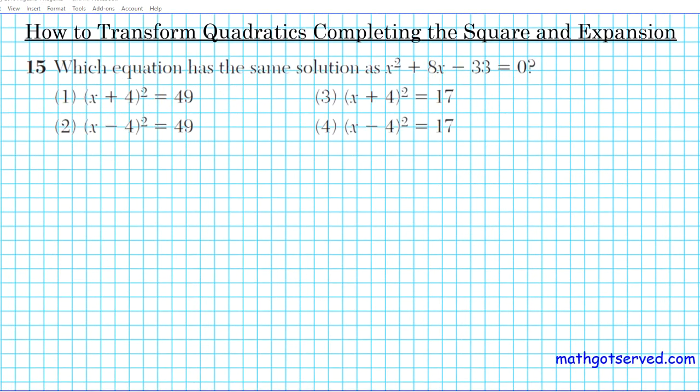Alright, let's take a look at question 15. In this problem, you're assessed on how to transform quadratics by completing the square or by expansion. The question reads, which equation has the same solutions as x squared plus 8x minus 33 equals 0?